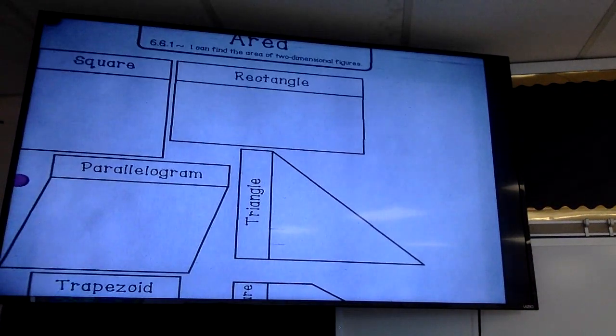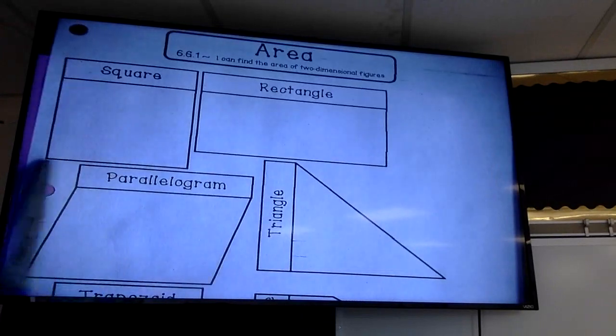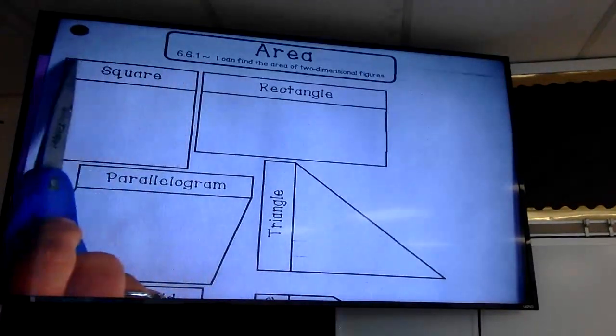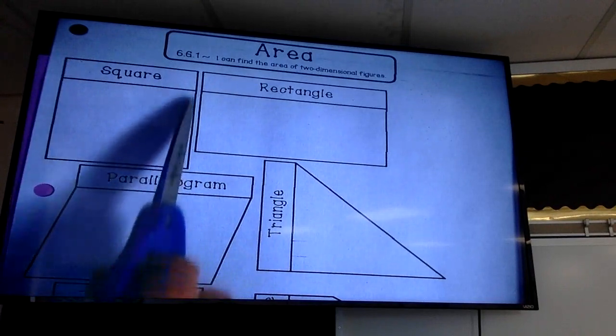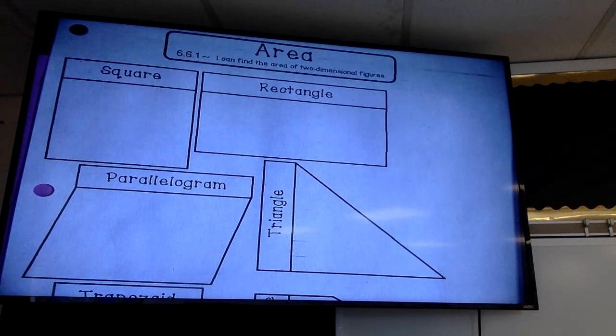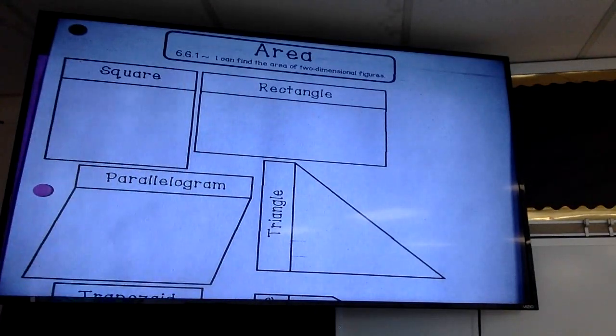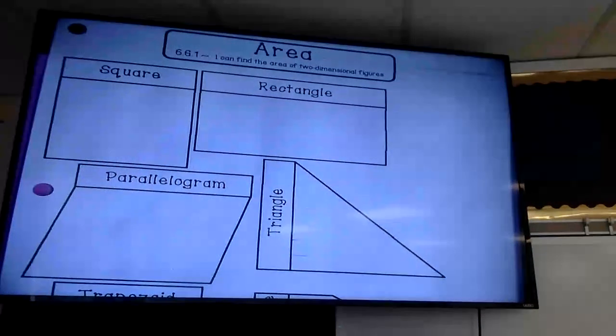So the first thing I'm going to have you do is take this and actually pause the video. I want you to cut out each of these shapes and don't cut off the name of it. So cut around it, but don't cut the name off each shape. Pause the video real quick and cut around each of the shapes. Don't cut off the name.